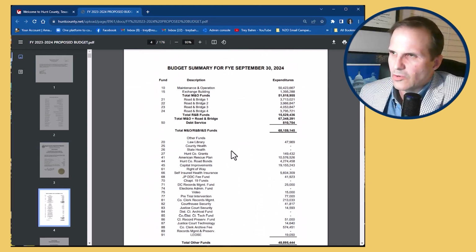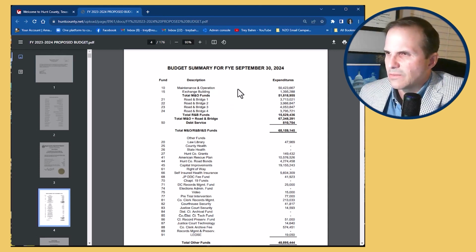But just so you have a clue, see up here, there's a category called maintenance and operation. Well, that's what it says. Maintenance of existing county assets like roads and various facilities, but it also includes the salaries of the county employees, this category. Different counties and parishes and everybody, they do it differently. But here in Hunt County, they call it Fund Number 10. Maintenance operation includes everybody's pay that they're getting.